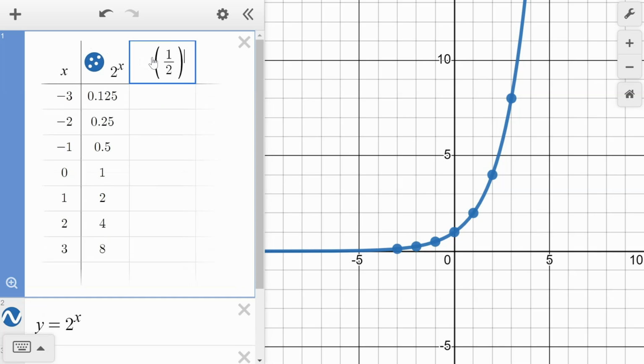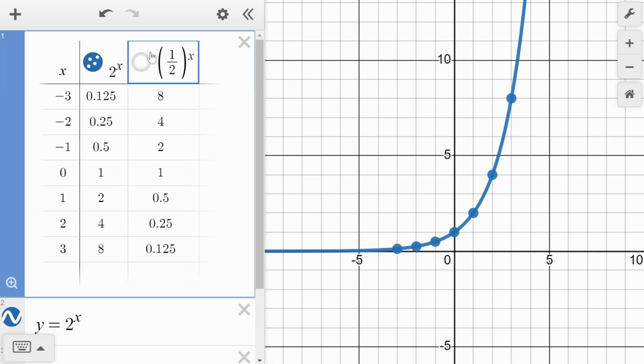Now I haven't put the x in there yet, so it just says 0.5 for everything, but there's those values. If you notice, those values are just the same values here, just in the opposite order. 2 to the 3 is 8. 1/2 to the 3 is 1/8. A half to the 3 is the same as 2 to the negative 3.